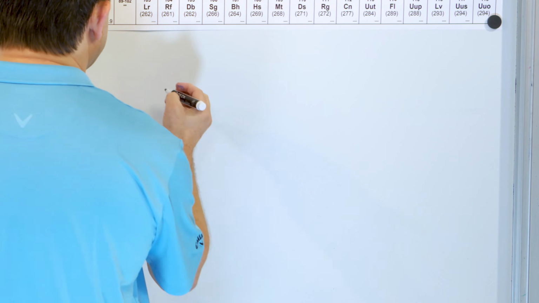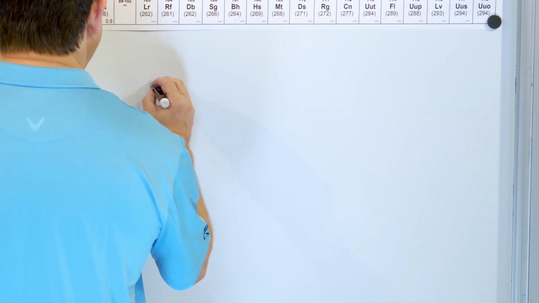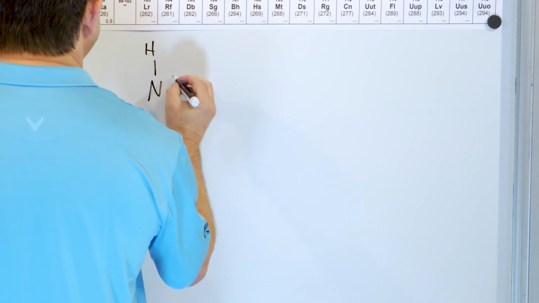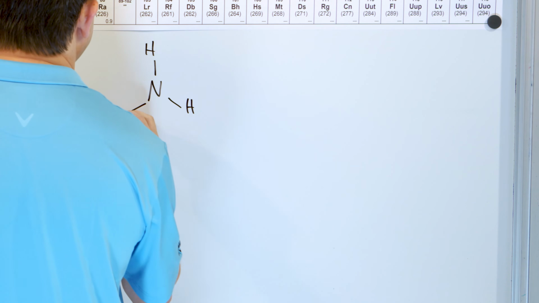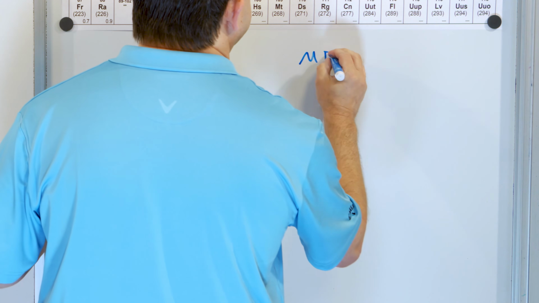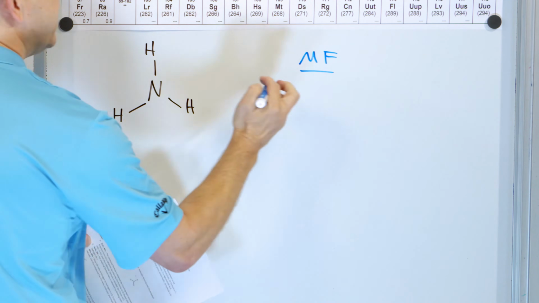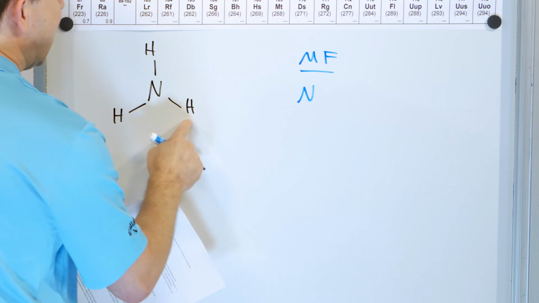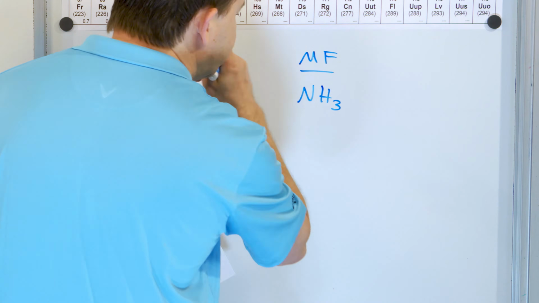All right, next, let's write the empirical and the molecular formula of the following. We have a nitrogen in the middle, we have a hydrogen bonded here, another hydrogen bonded here, and another hydrogen bonded right there. So what would be the molecular formula? The molecular formula is 1 nitrogen and 3 hydrogens, right?